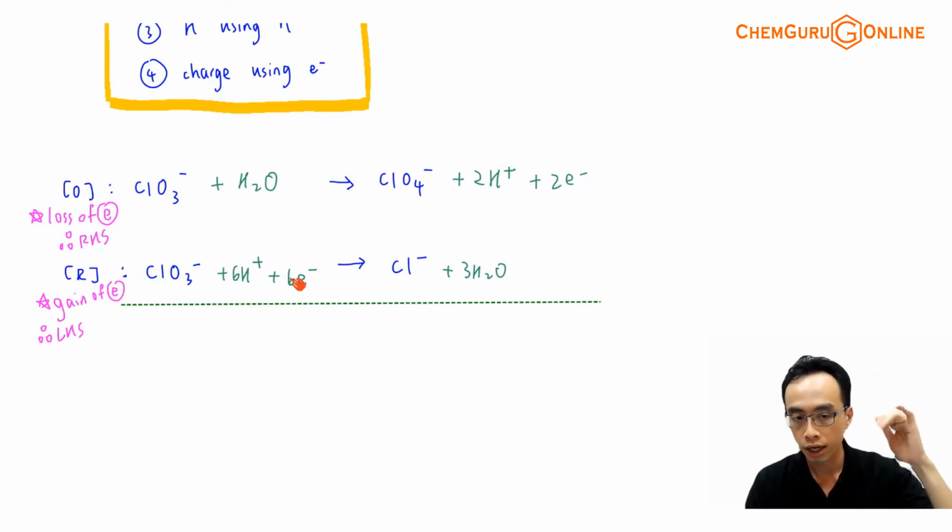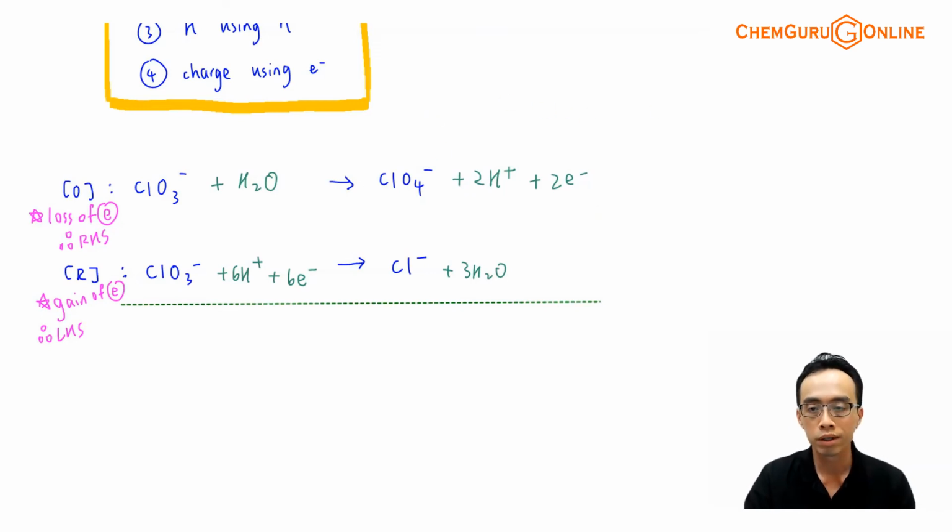So I have 6 electrons for my reduction half equation, 2 electrons for my oxidation half equation. Lowest common multiple is 6. So basically what I have to do is I have to multiply the oxidation half equation by 3 so that later I'll have 6 electrons, same as the reduction half equation. If I multiply the entire oxidation half equation by 3, let me just put down the coefficient on top of each of these terms so that later it is easier for us to add up.